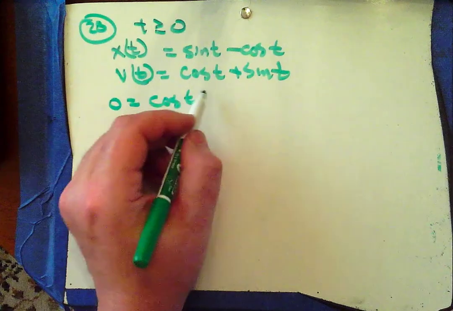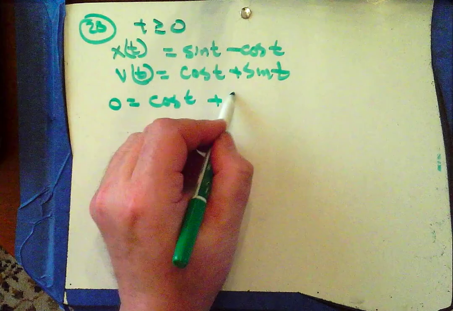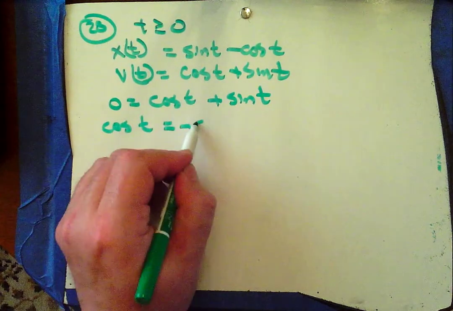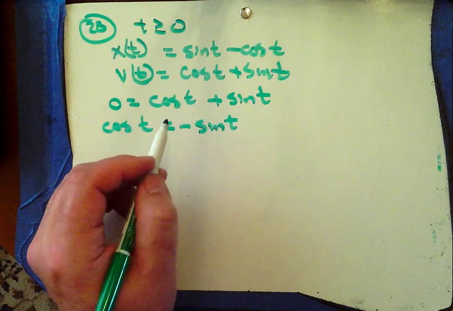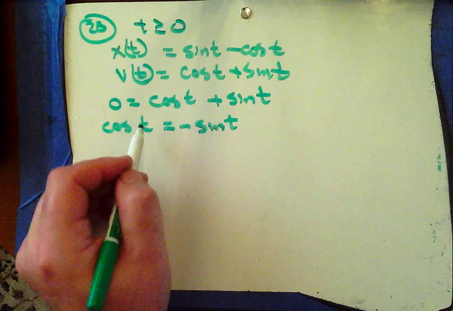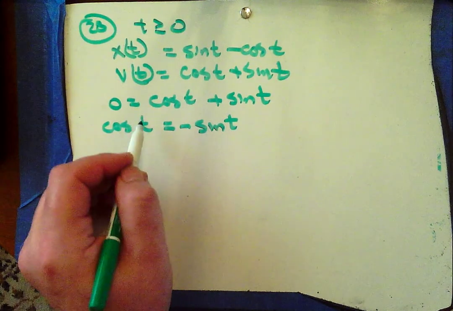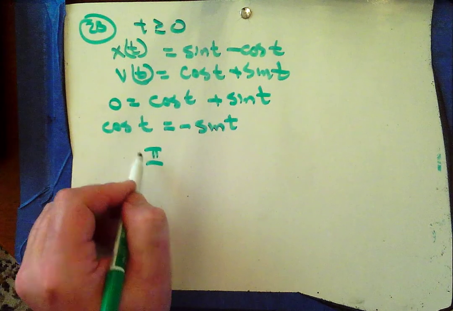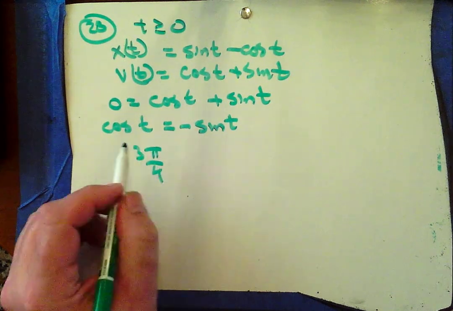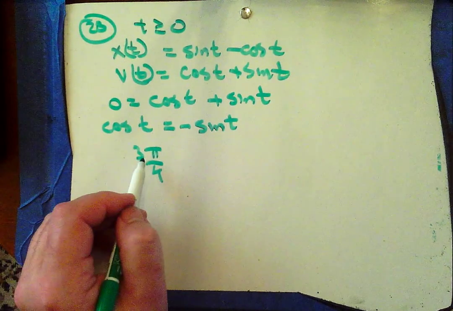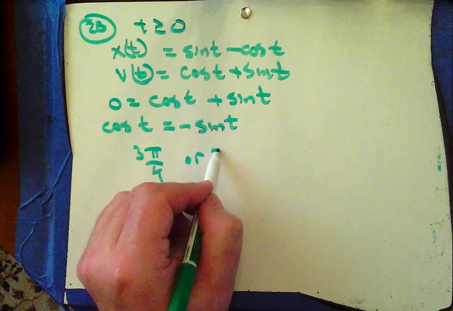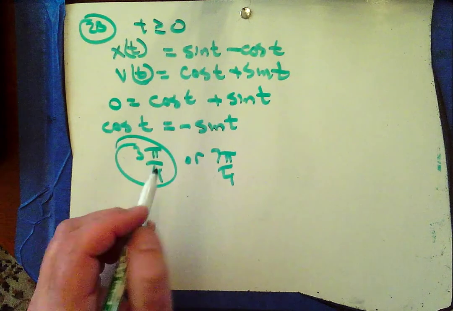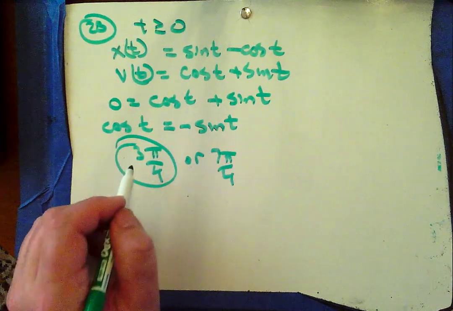Well, velocity is equal to 0 when cosine t equals negative sine t. And that happens when the numbers are opposites of each other, and that's going to be at 3 pi over 4, where the sine is positive and the cosine is negative, or 7 pi over 4. We want the first time that happens, and we want acceleration at that time.